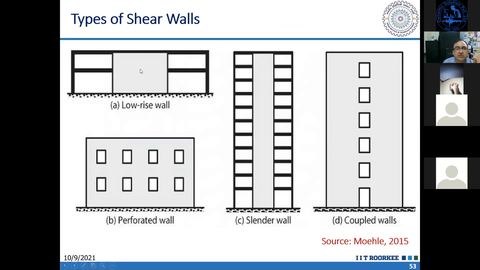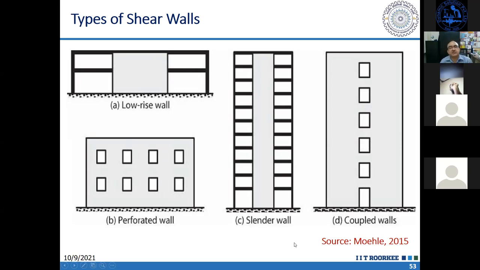Squat shear walls are those where the height is less than the length. Actually, this horizontal dimension of the shear wall, we call length, not the width, not the depth. So this is the length, this is the height, and perpendicular to the plane of my screen is the thickness. So height to length ratio, if it is less than 1, we call it squat shear wall. And if height to length ratio is more than 2, we call it slender wall.